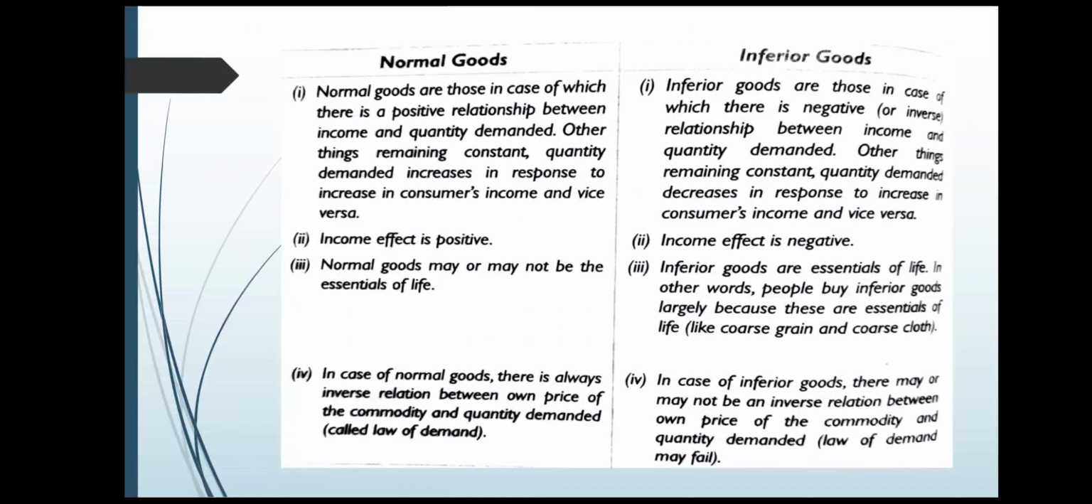In the case of inferior goods, there may or may not be an inverse relation between own price of the commodity and the quantity demanded. So in the case of inferior goods, which are also essentials of life, there may not be an inverse relationship. Whenever there is a rise in price, it is not necessary that the quantity demanded is going to reduce, because those are essentials of life. So in this case, the law of demand fails.